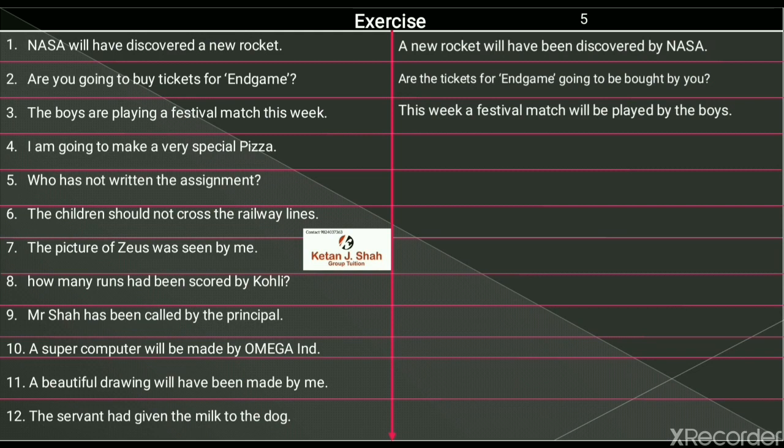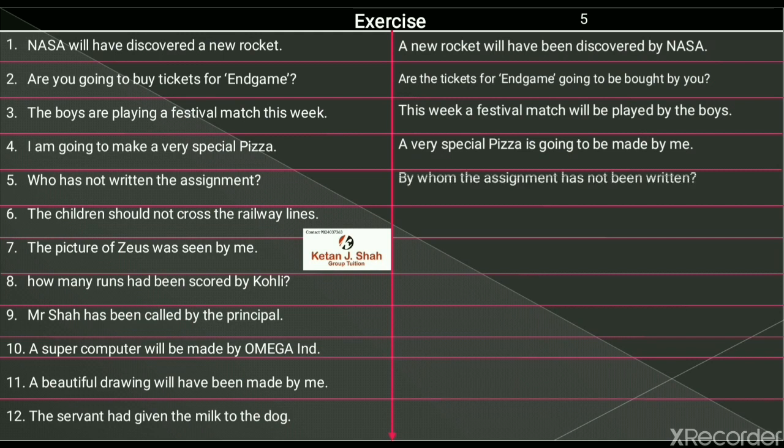Fourth, I am going to make a very special pizza. Becomes, a very special pizza is going to be made by me. Fifth, who has not written the assignment? Becomes, by whom has the assignment not been written? Sixth, the children should not cross the railway lines. Becomes, the railway lines should not be crossed by the children.